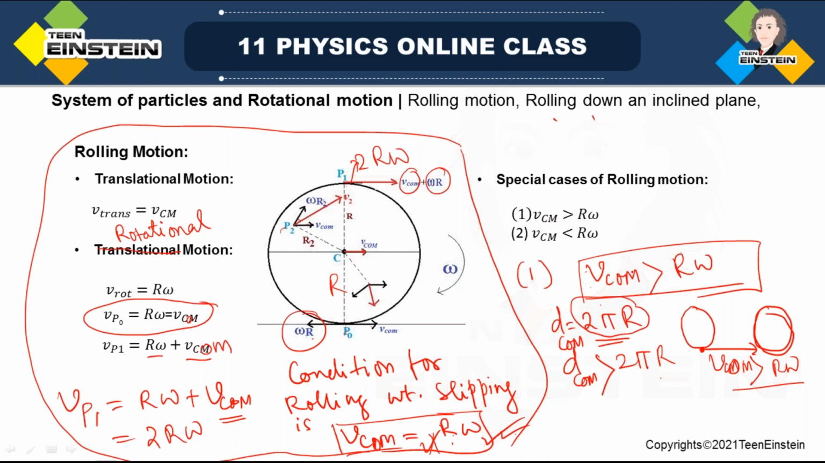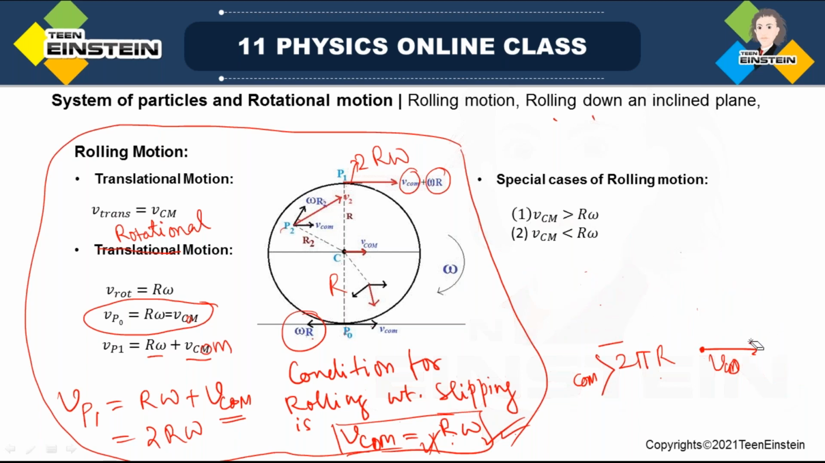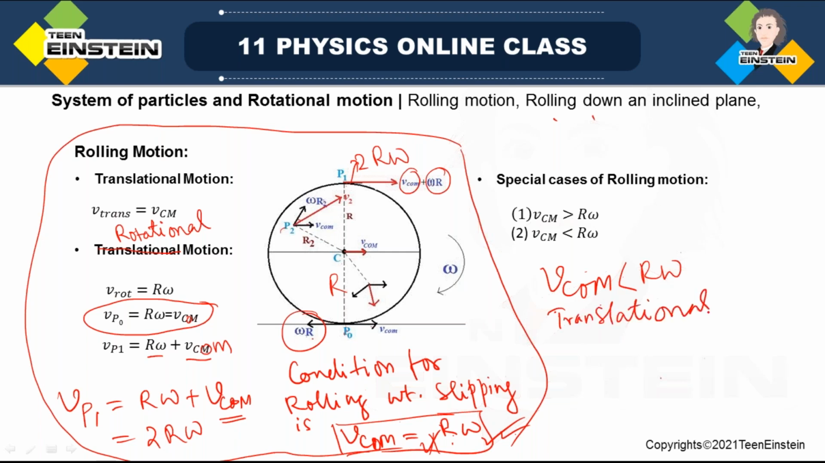Now I'll give you another special case, that is condition 2. From condition 2 you can understand that VCOM is less than R omega. That means your translational motion is less than rotational motion. Can you give me an example where rotation becomes more than translation?